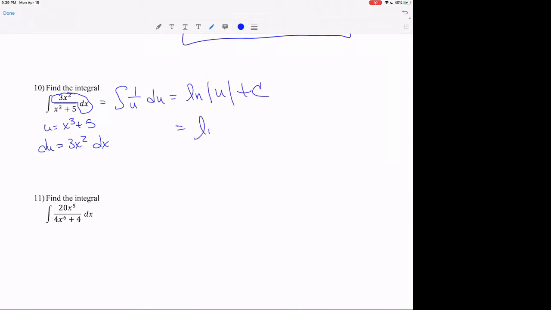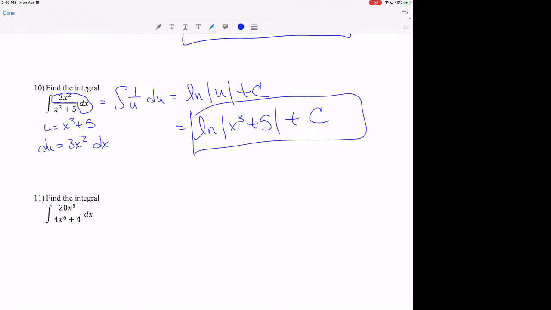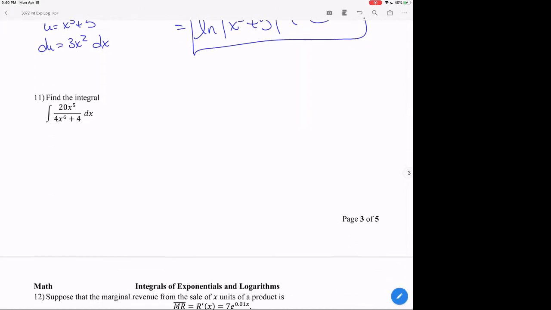So that equals the natural log, the absolute value of x cubed plus 5 plus c. All right, and that's my final answer. Okay, let's go to the next one. And I'm going to scroll it up a little.